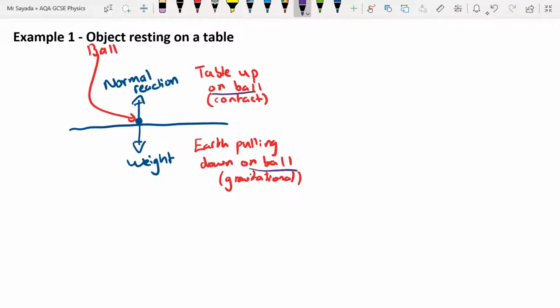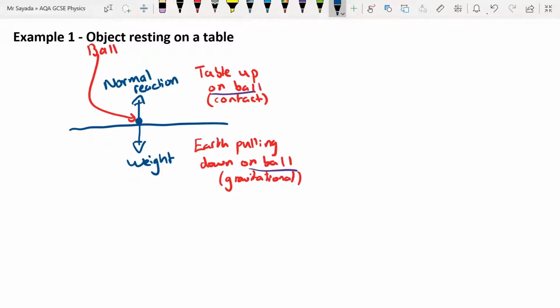So this cannot be Newton's third law. Remember, Newton's third law involves object A exerting a force on object B, and object B exerting a force back on object A. Here, there's only the ball. So this is not Newton's third law, and it's a very common mistake. People think this is Newton's third law because these forces are equal and opposite, but it's not. Newton's third law is something different.